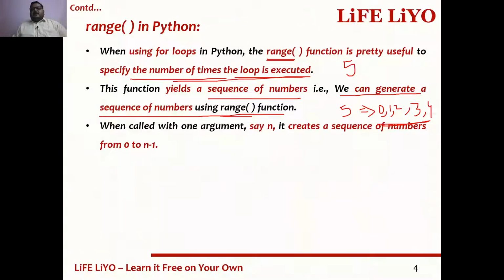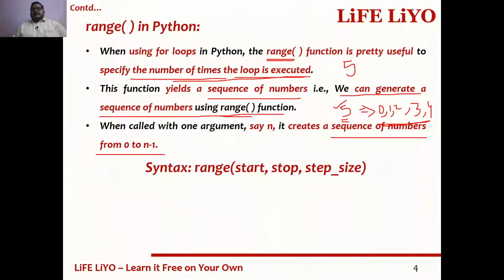When called with one argument, say n, it creates a sequence of numbers from 0 to n minus 1. If I take the value as 5, it creates the values from 0 to 4. That is n minus 1. If you take n as 5, n minus 1 is 4.